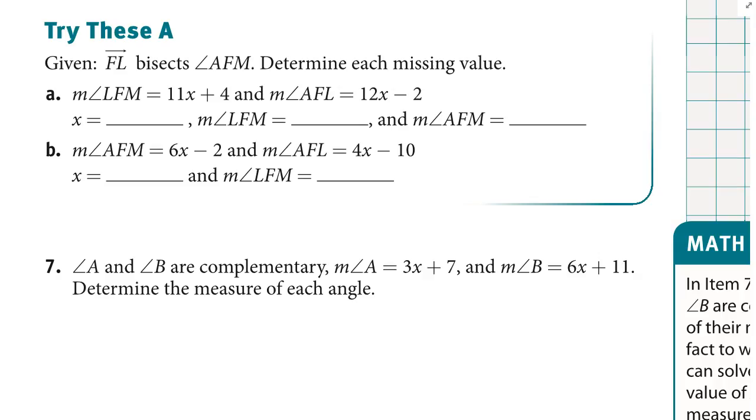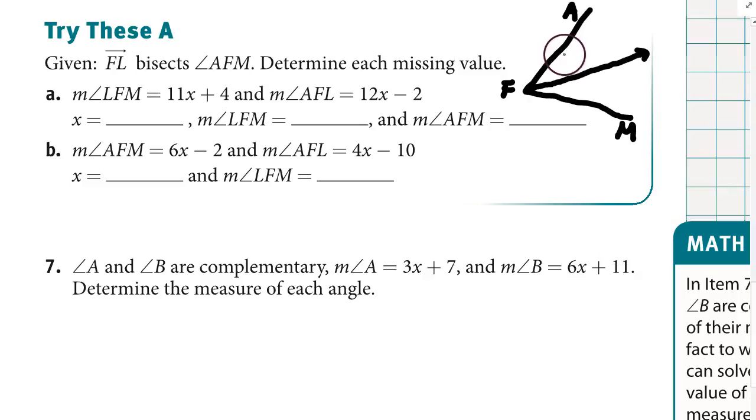Here's another example problem where it says try these. Given that ray FL bisects angle AFM, determine each missing value. It always helps to sketch what's going on. So here is angle AFM. We're told that segment FL bisects this. So we want to draw a ray right through the middle. Try to get them to visually look like equal angles on both sides of that ray. Somewhere on the ray there's a dot and it's called L. That's ray FL.